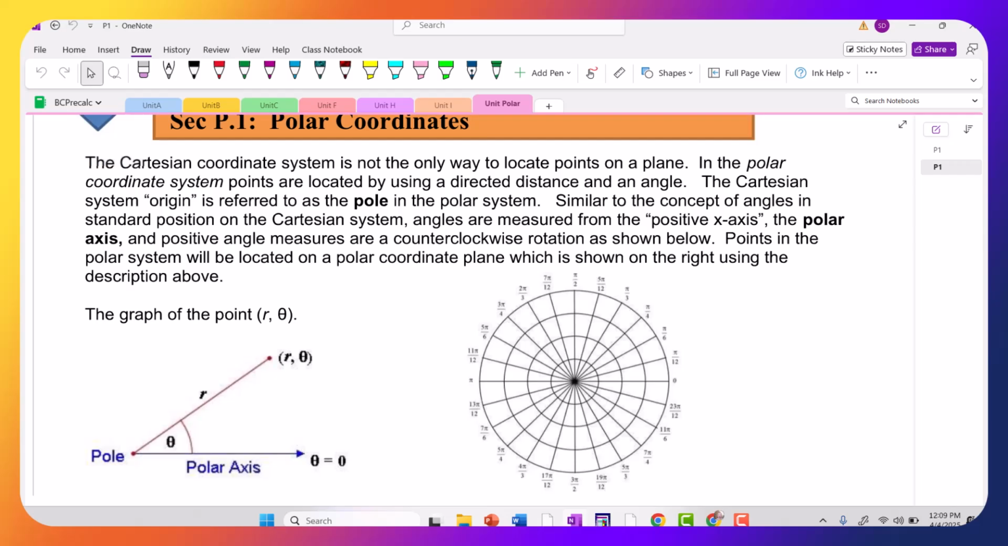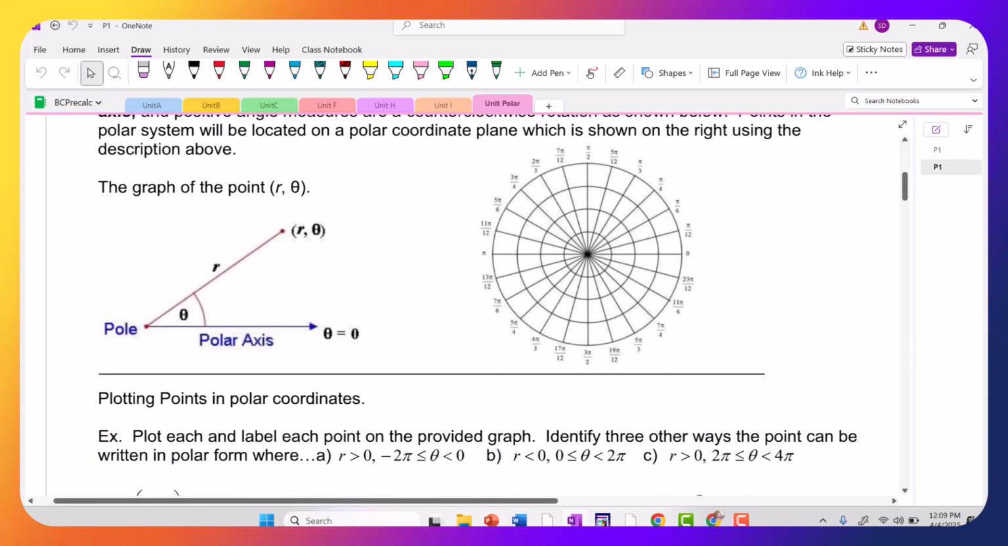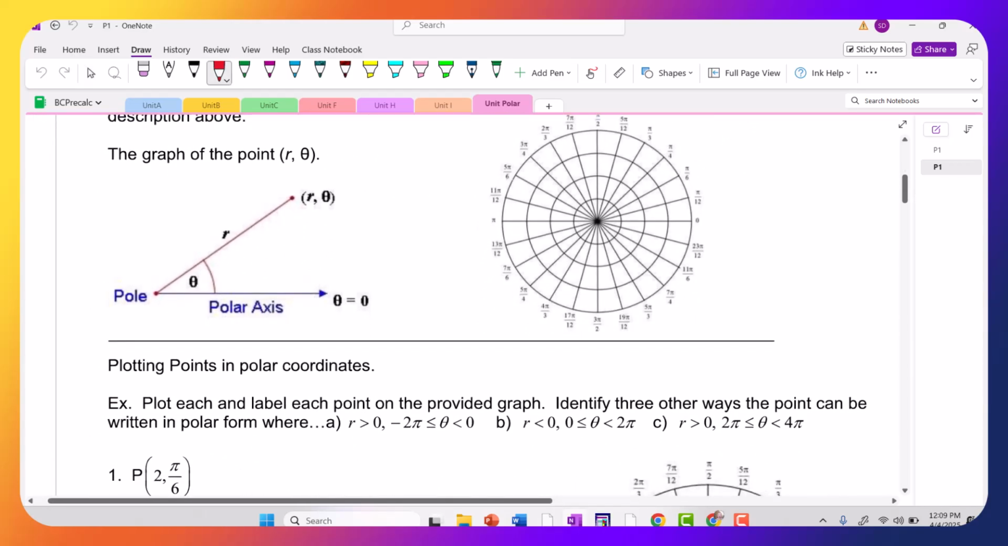So that is not the only way to locate a point. Fine, I'll read it, Cooper. In the polar coordinate system, points are located by using directed distance and an angle. You're going to practice this here as we go. The Cartesian system origin is called the pole. So right now we're going to write that right below this. Pole is the origin. Now I got a really easy way to derive how to toggle back and forth between these two things. And actually we got some weirdly cryptic notes here that we're going to go through.